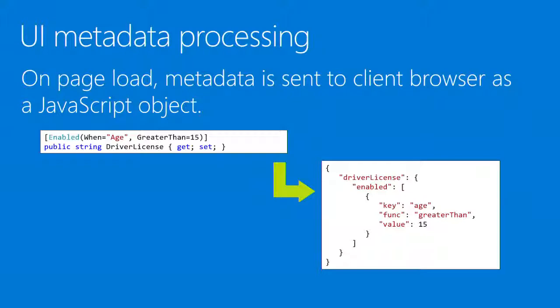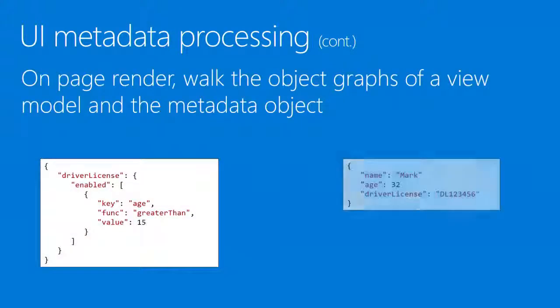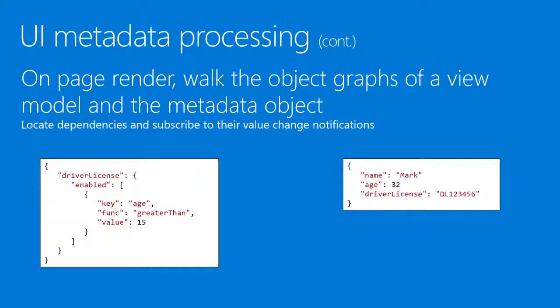It captures all the information. You've got driver license in here, property name, and got the control state. You've got dependencies, age is greater than 15. You've got everything here captured. So what we do next, on page rendering time, you've got a metadata object. You get the real data that you downloaded from your APIs or web services, and we combine the two. So we walk the object graph side by side and identify the dependencies and dependents and hook up value change notifications and to generate code that can run dynamically.